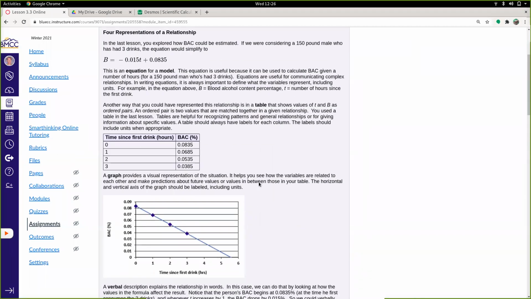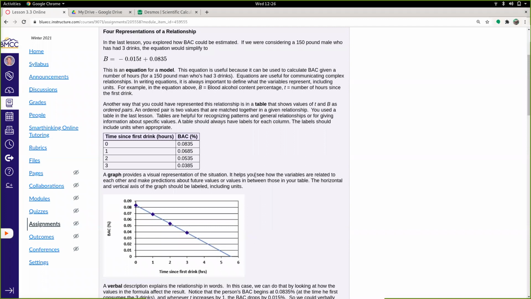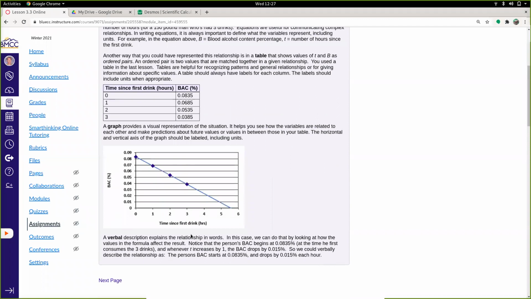This is a similar example to what I just went over. They have a slightly different person here. They have a 150-pound male that had 3 drinks, and we can see their BAC dropping. So this is similar to the example I went over yesterday and talked more about at the beginning of this class.